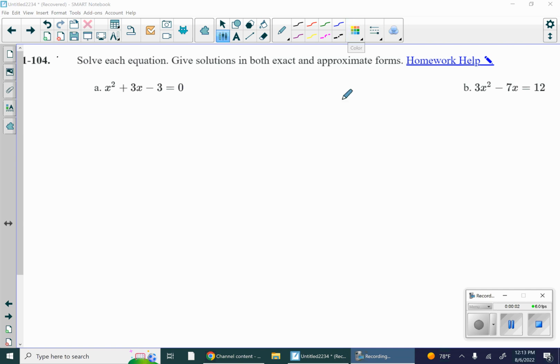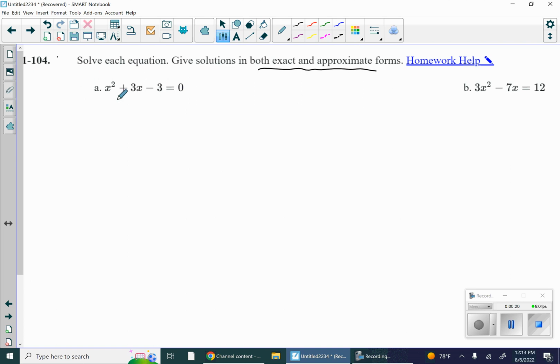CPM Math 3, problem 1-104. For each of these, we're given quadratic equations and we are being asked to solve. And a really cool hint right here is that they want us to give both exact and approximate forms. That means it's probably not factorable.